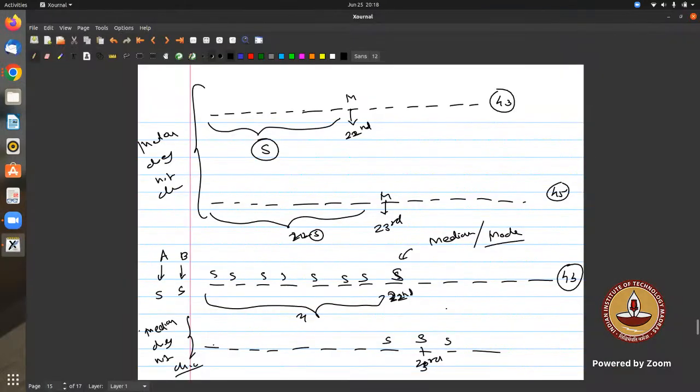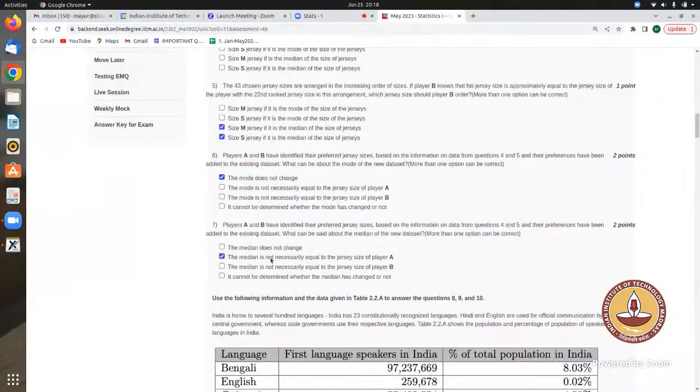It is true, right? In the first case, A will prefer which one? S, right? The most. And B will go for M, the median. But the median is what? The median is M, correct? And A will go for S, which is not necessarily equal to M, right? So this option is correct. The median is not necessarily equal to the jersey size of B.